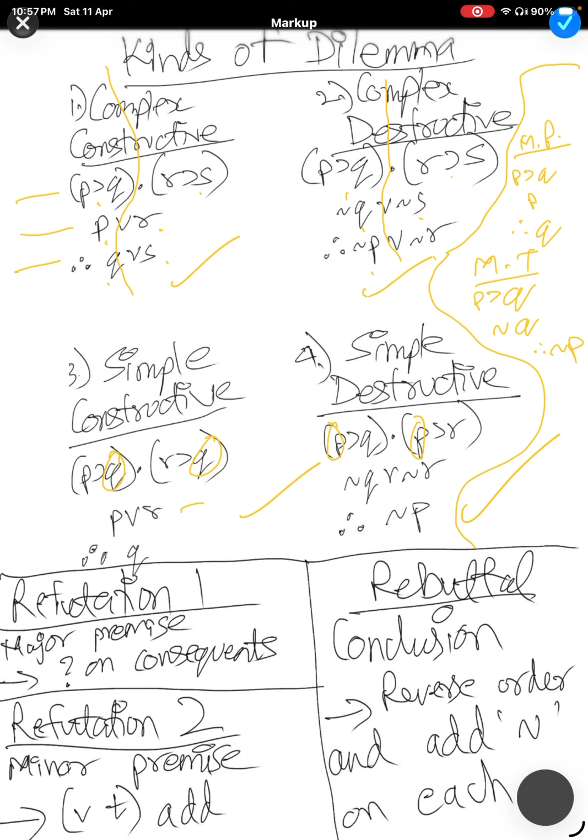When you're given a question, you first have to bring in one of these, and then you have to do what comes next, which is refutation and rebuttal. Whatever this refutation and rebuttal is, the rules are the same. Just apply them to the dilemma that you got. So first refutation, here you have to deal with the major premise. In the second refutation you deal with the minor premise, and in the rebuttal with the conclusion. Okay, so straightforward, like the same.